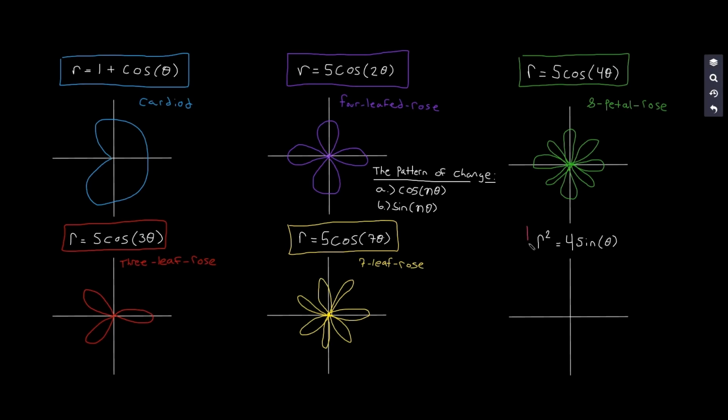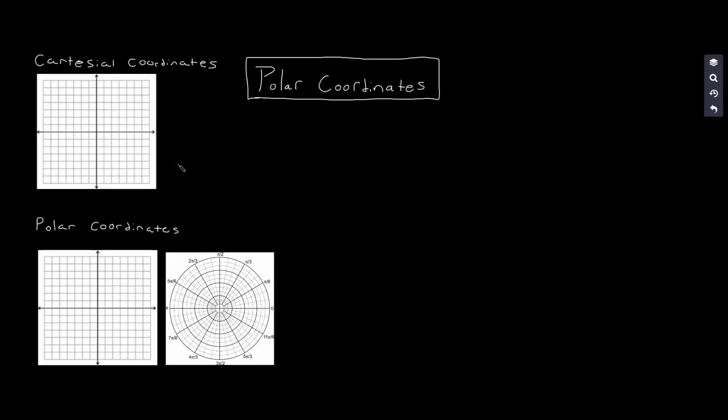And what if we have r squared equals 4 times sine of theta? That's going to look like this. This here is called a lemniscate. I don't know if I'm saying that right, but this is the spelling for that. Lemniscate. And so these are a couple of different polar equations, but they're quite beautiful.